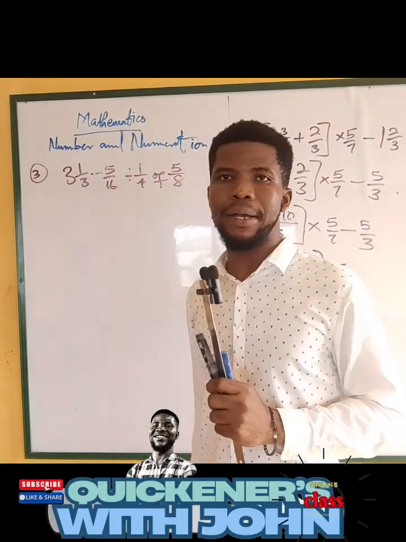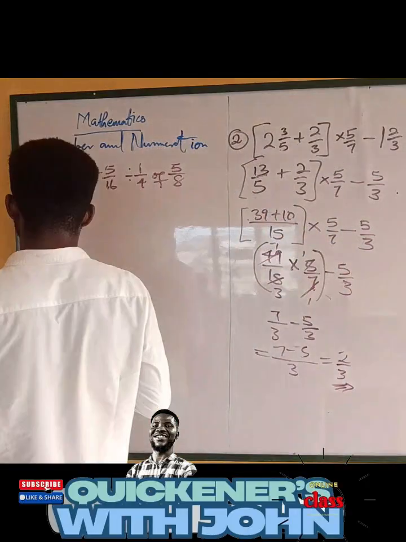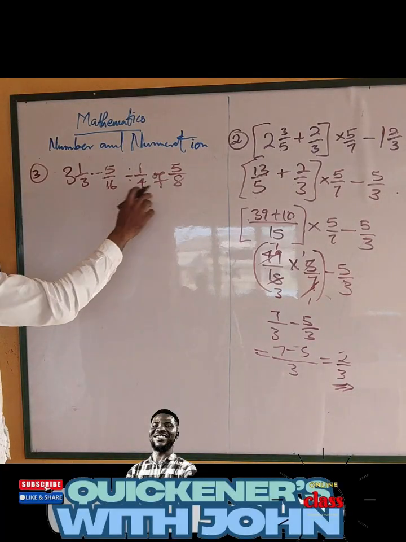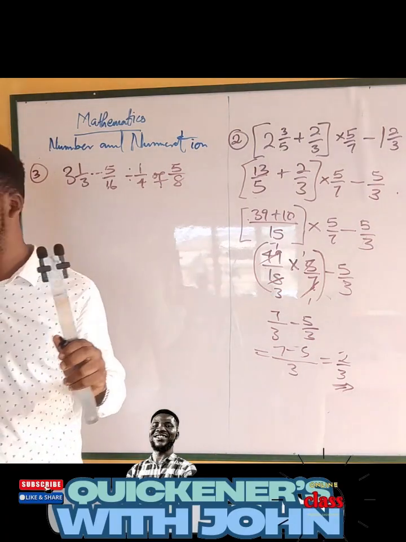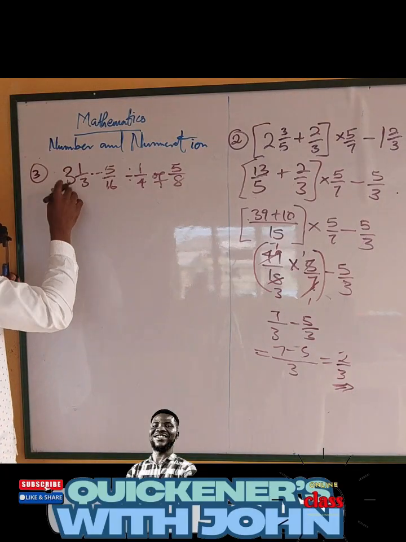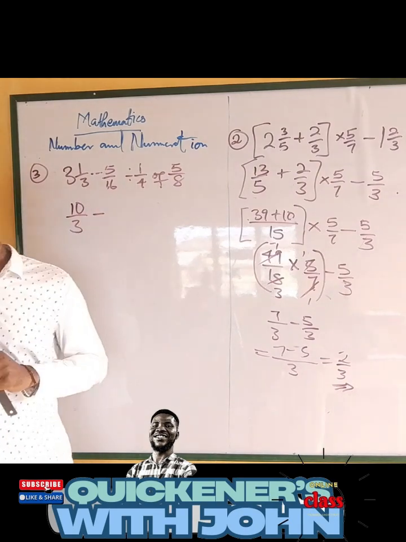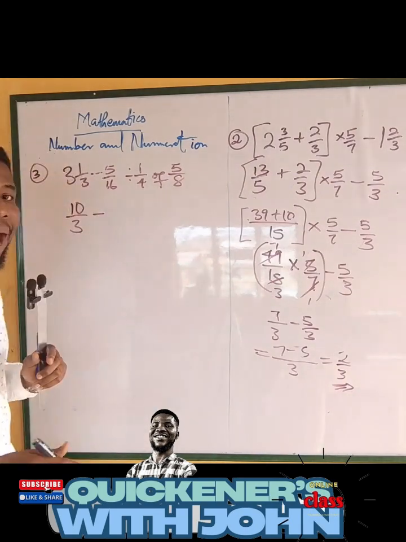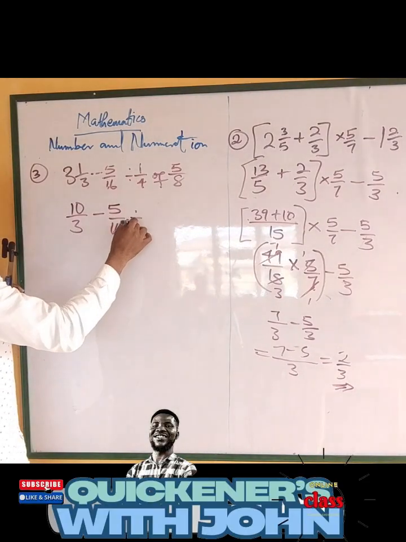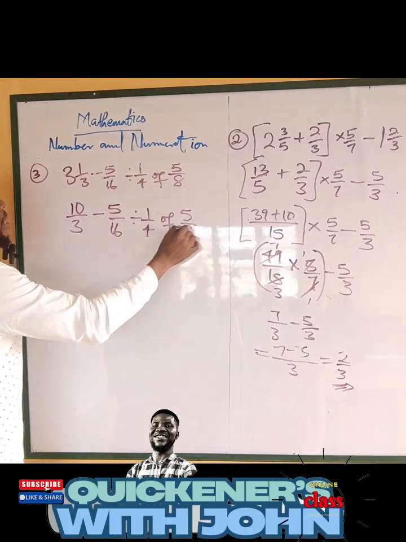Alright, welcome back. We want to solve this question on the board. So let's go. What we have? 3 times 3, 9 plus 1, 10 over 3, minus. Alright, let's continue. 5 over 16 divided by 1 over 4, or what? 5 over 8.